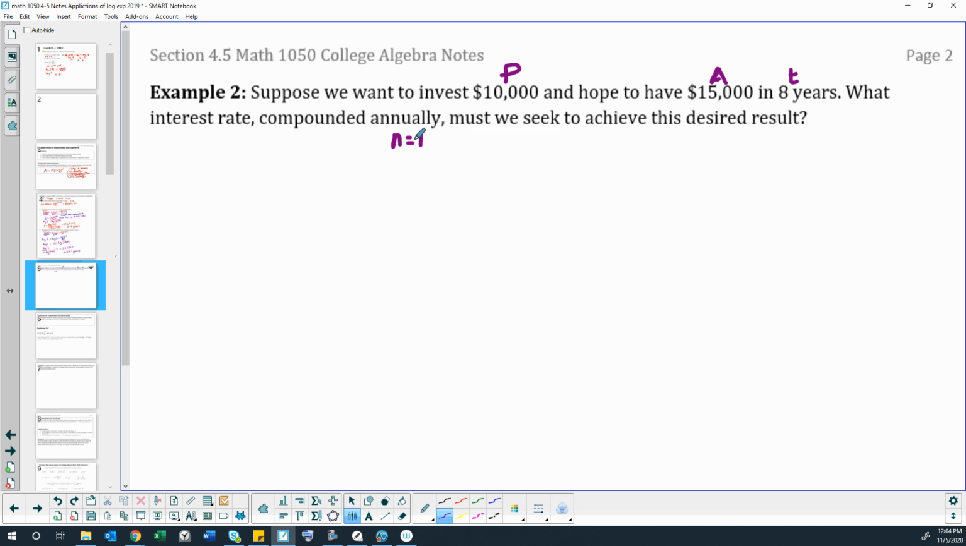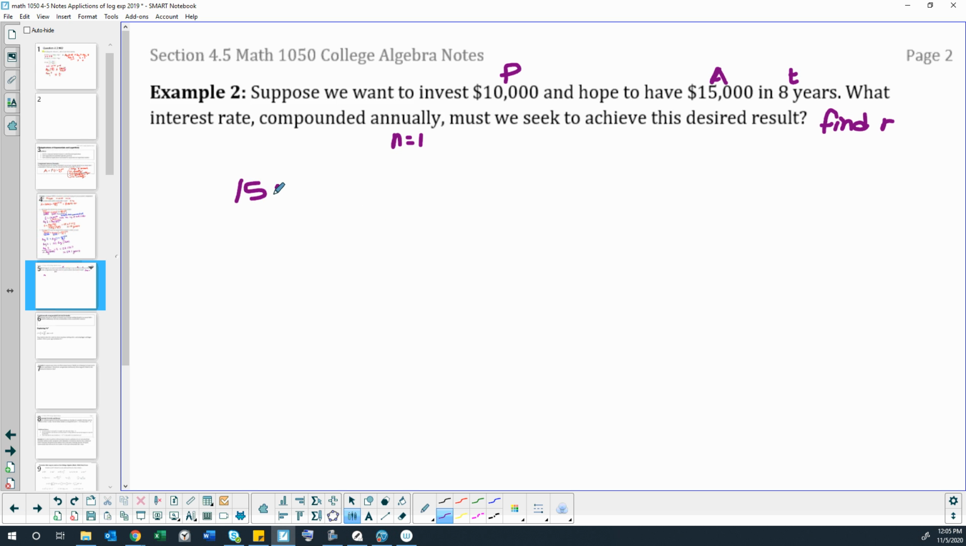Okay, having n equal 1 simplifies our equation by quite a bit. And of course, what are we trying to solve for? We are trying to find the rate. So we are finding r. That's new, right? Okay, here's our formula.